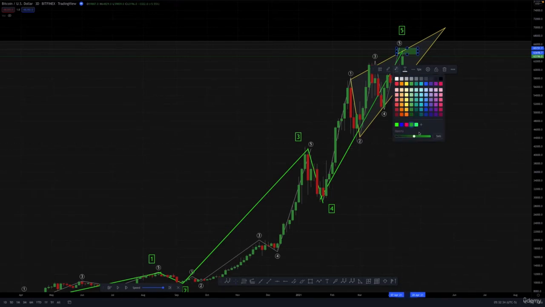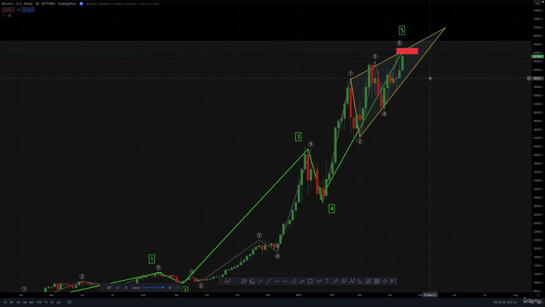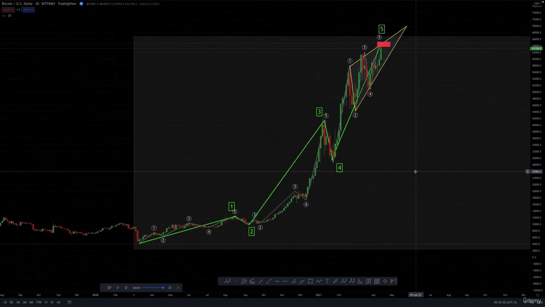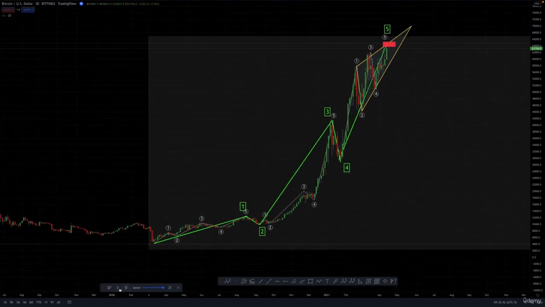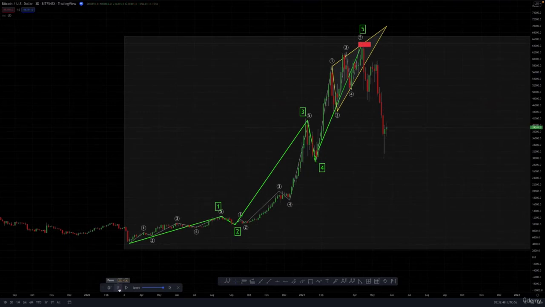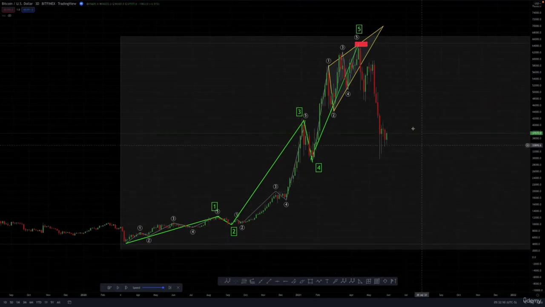But yes, let me just move it to red color. So I will short the market here and let's see what happens to the market. Let's just play and see. So we said the market should drop from there. So there you go.